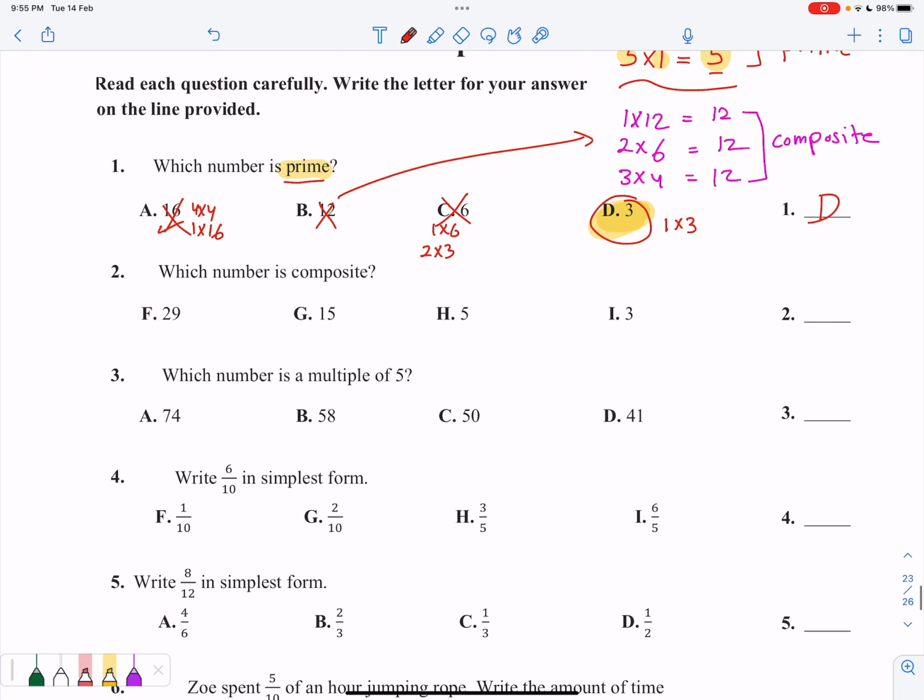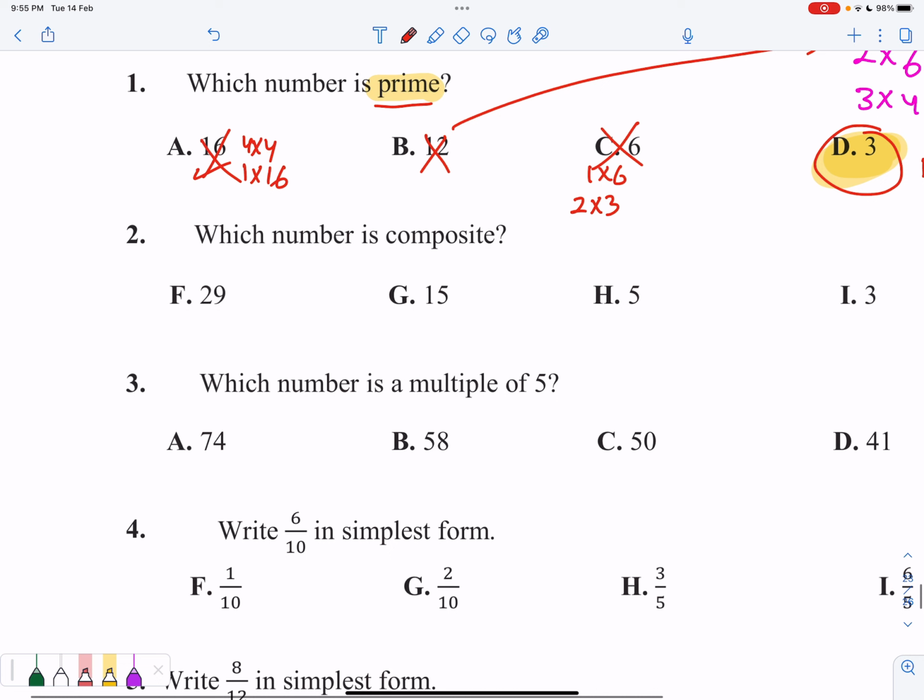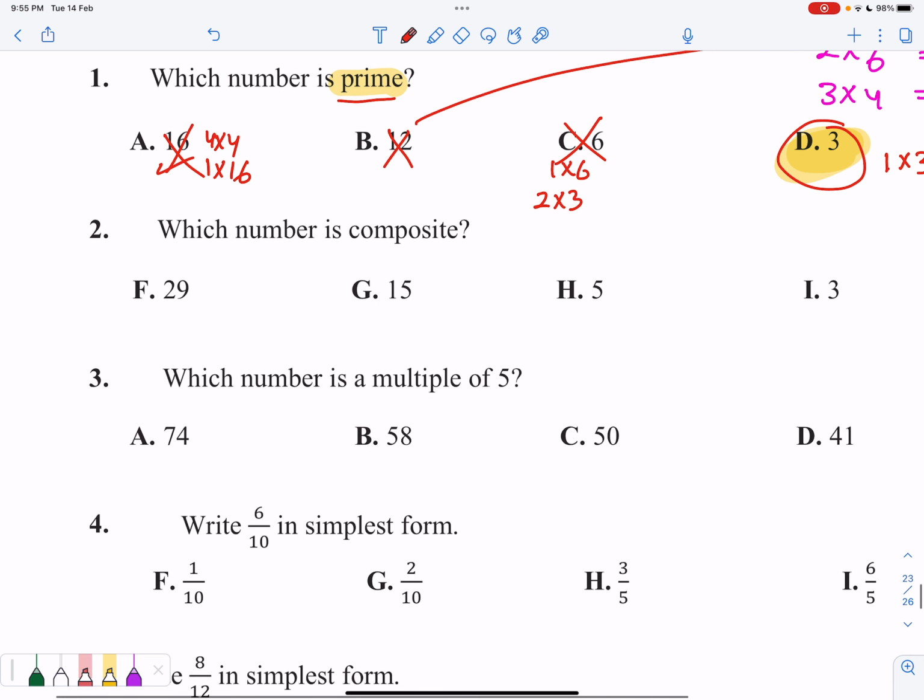Okay, question 2 says, which number is composite? Now he's asking us about the inverse, the reverse thing, okay? So this is like the other case. Which number is composite? Like which number is not prime, the number that you can make in different ways, okay? Let's see the 29. How can you make 29? You can only make it from multiplying 1 times 29. Okay, so 29 is a prime number.